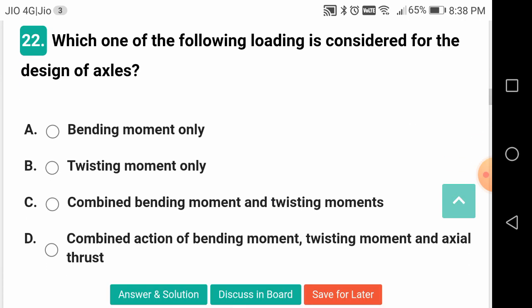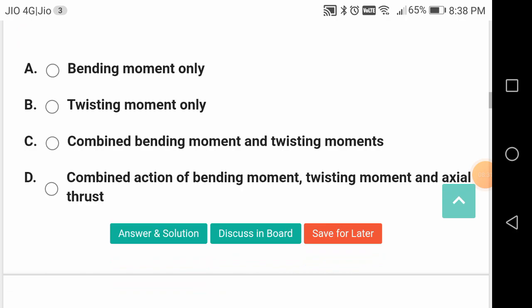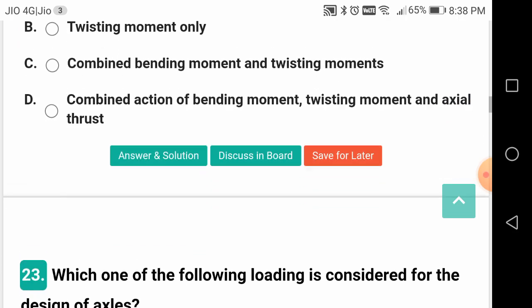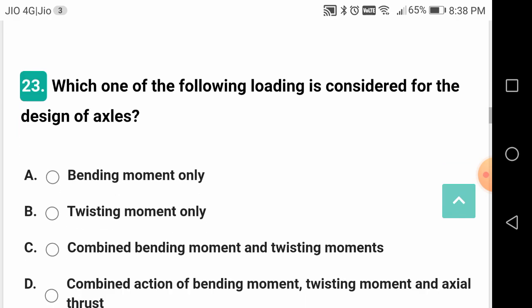Which of the following loading is considered for the design of axles? Axles are subjected to bending moment and they are designed for bending stress. Shafts are subjected to shear stress, and they are designed for shear stress. They are subjected to shear load on rotation. Rotation is going to introduce torsional shear stress. There are two types of shear stress, friends. One is the tangential shear stress, which is induced due to relative motion between the two surfaces, and torsional shear stress is because of the rotation of the shaft.